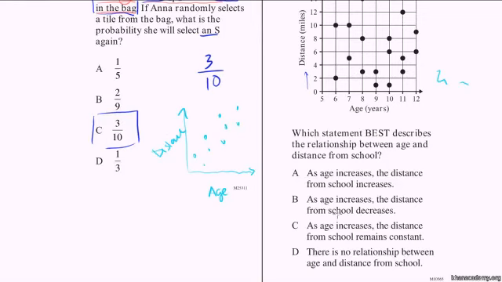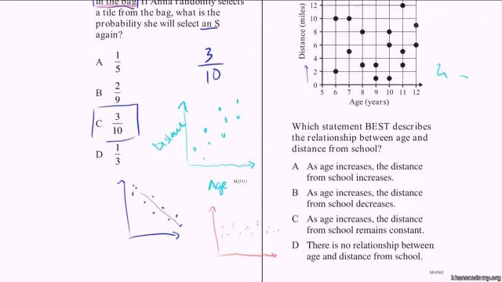B: As age increases, the distance from school decreases. Well, I don't even see a downward trend either. What B is describing, the data would look like this, where we have this downward trend. I don't see that here either. C: As age increases, the distance from school remains constant. What C is describing would have data that looks like this, where regardless of age, the distance from school is about the same. I don't really see that either. There's still a huge spread of distances.